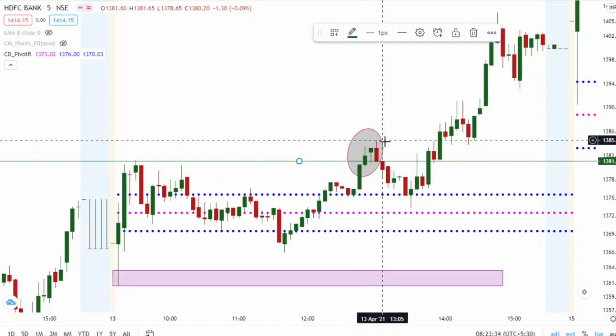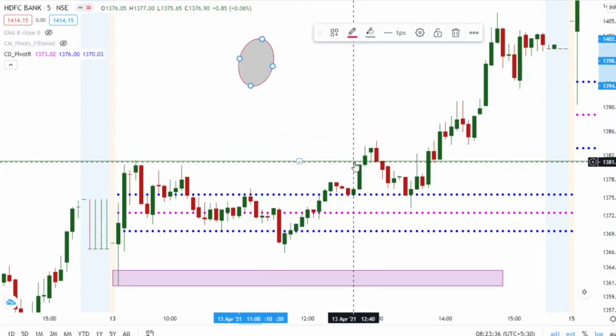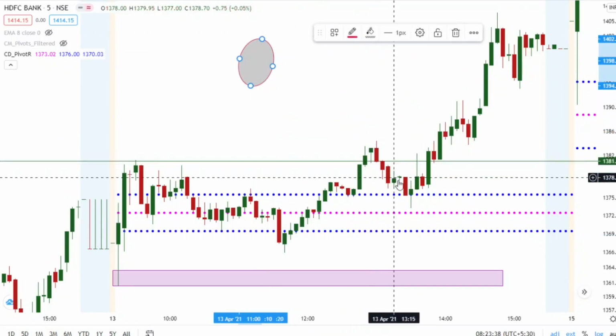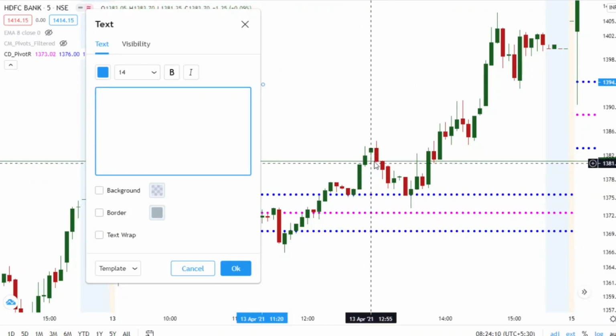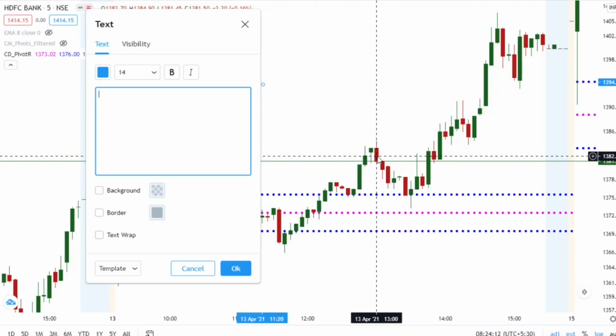But what happened after this breakout candle? You can see the market went up and suddenly it reversed. Now just think, this is the breakout candle and you entered at 1382. Let us consider it as 1383. 1383 is your entry.